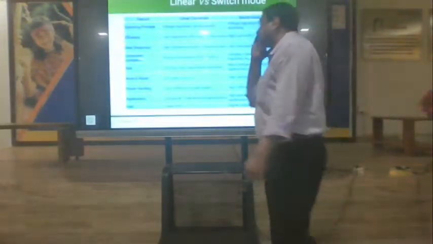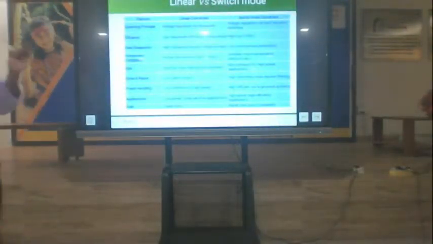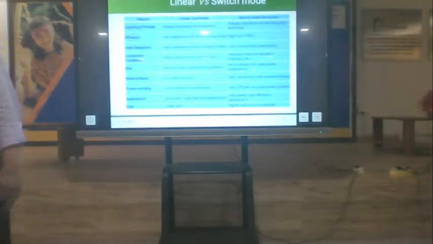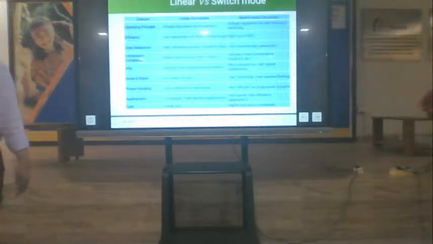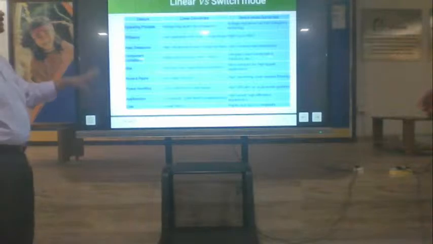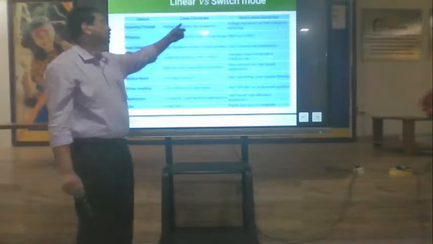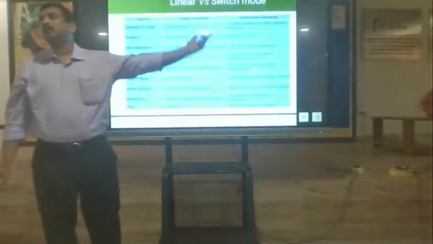As I told you, now we know that a DC-DC converter is basically a switching converter. In a linear converter, beyond the reference level, it dissipates all the excess energy in the form of heat, which is wasted. Whereas in a switching converter, we store that energy and then power the load, so no dissipation happens. So let's see the differences between a linear converter and a switch mode converter.